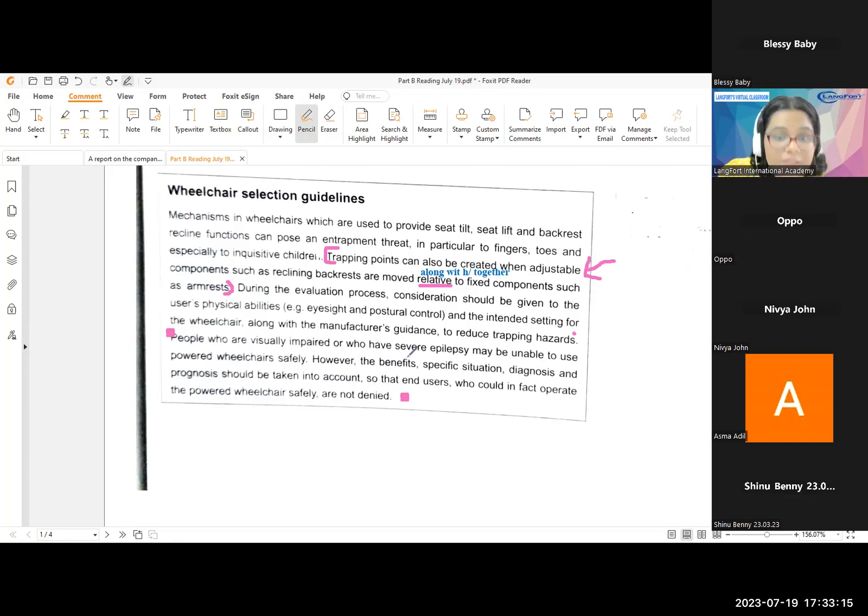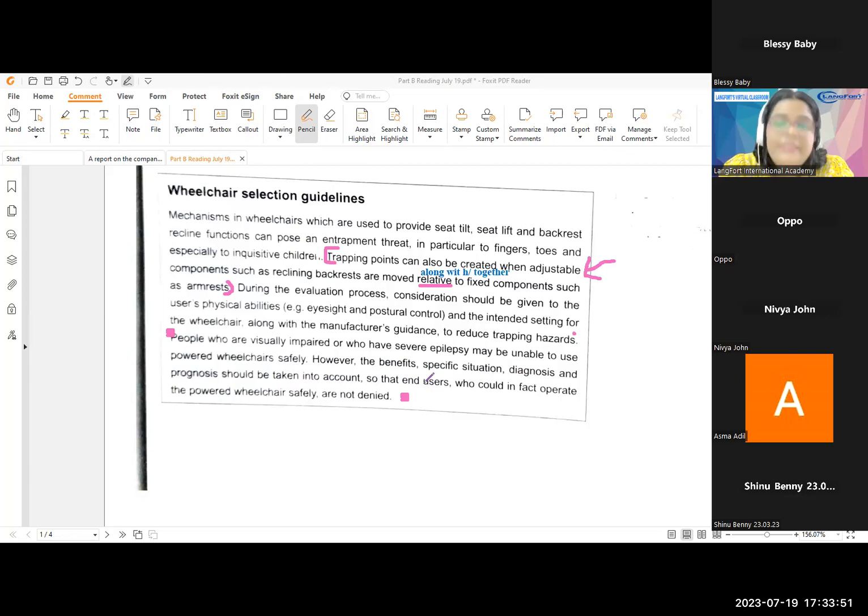However, the benefits, the advantages, the specific individual situation, and the diagnosis and prognosis of a person should be taken into account, so that end users, meaning somebody who will be using that thing, who could in fact operate the wheelchair safely are not denied. When it comes to visually impaired people or those who have severe epilepsy, they might not be able to use powered wheelchairs.